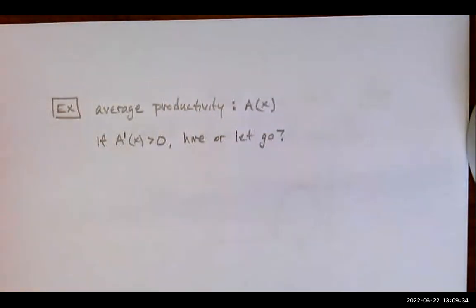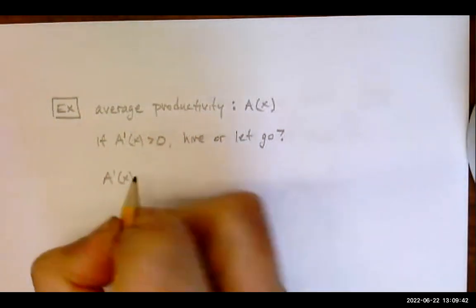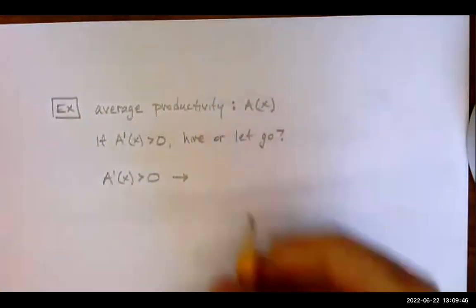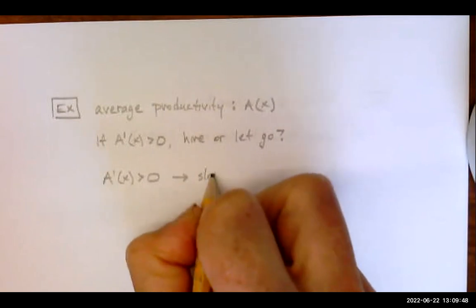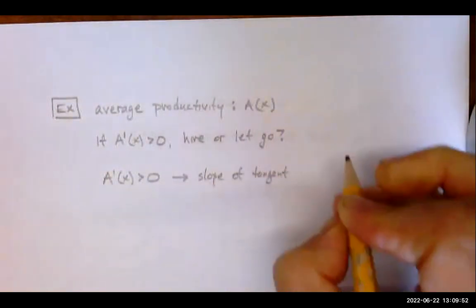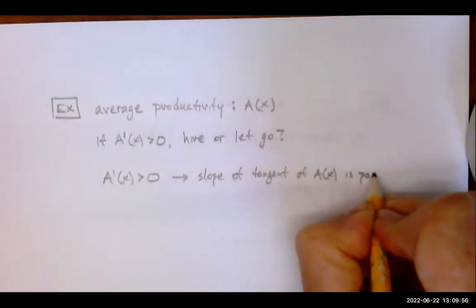Just think, even create a graph or a sketch of what it might look like, and then maybe we can answer this. A prime of x being greater than 0. What does that mean? That means the slope of the tangent of A of x is positive.